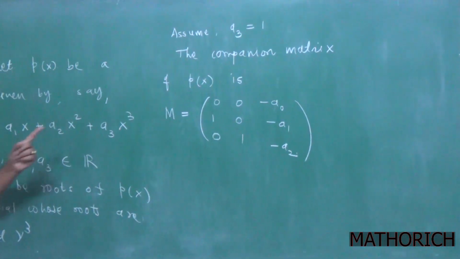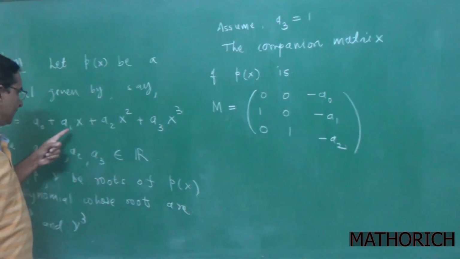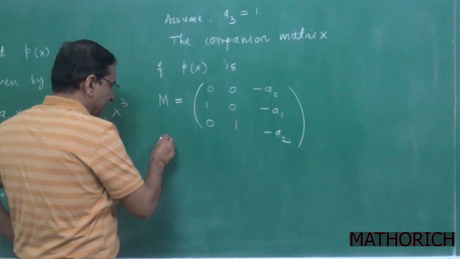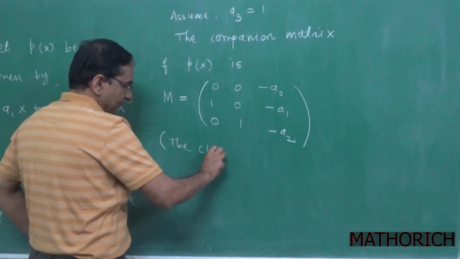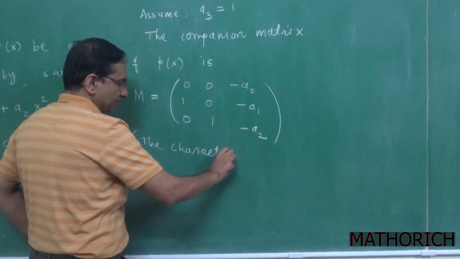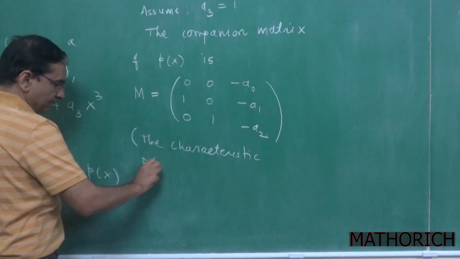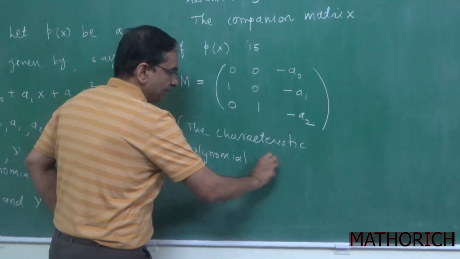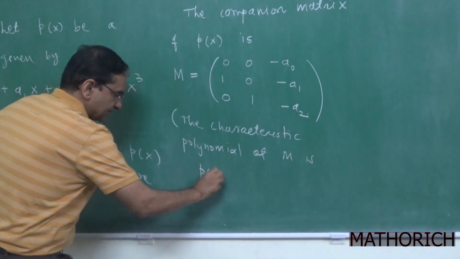So the characteristic polynomial of this matrix is the given polynomial. Okay. So companion matrix means, let me write it right here. The characteristic polynomial of M is P(x).